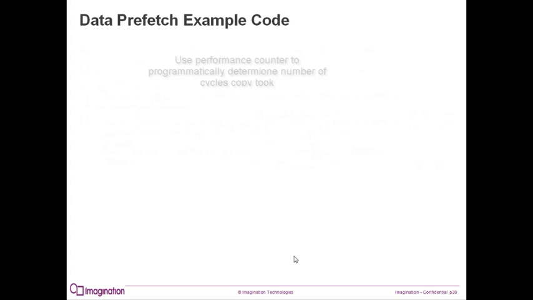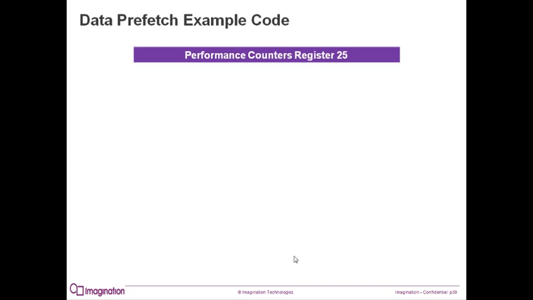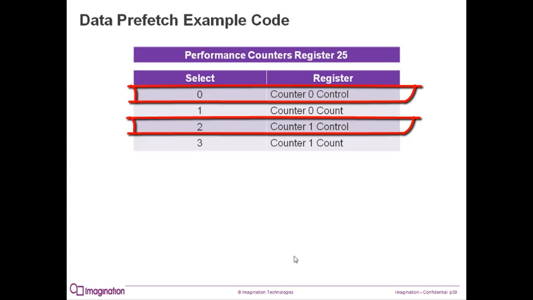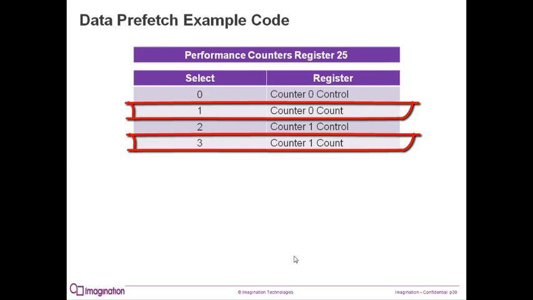Here is an example of prefetching. First, I am going to use an internal counter register to determine how long the copy took so I can judge the performance of the prefetching. Each of our cores contains at least 2 performance counters. The performance counters are located in coprocessor 0 register 25. Each counter is broken down into 2 CP0 registers. The even select register is the control register, and the odd select register is the actual counter.